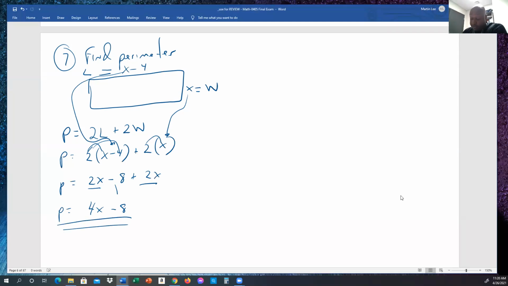And we stop here. We didn't have to set this equal to 0 and solve for x. Now we just use the formula for perimeter, 2 times the length plus 2 times the width, substitute in the length and the width, and then simplify. So the perimeter is just the expression 4x minus 8.